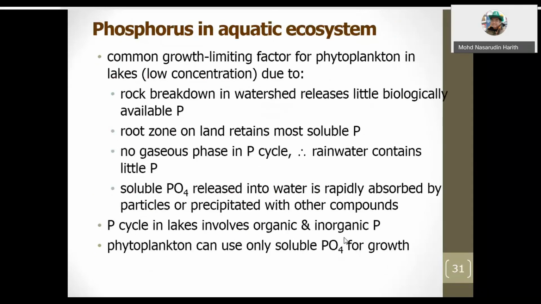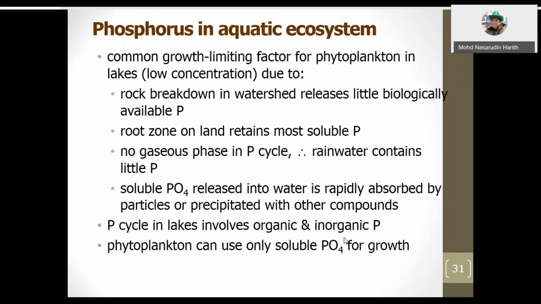This is phosphorus in the aquatic ecosystem. Phosphorus is a common growth-limiting factor for phytoplankton in lakes. Rock breakdown in the watershed releases little biologically available phosphorus, and the root zone on land retains most soluble phosphorus.